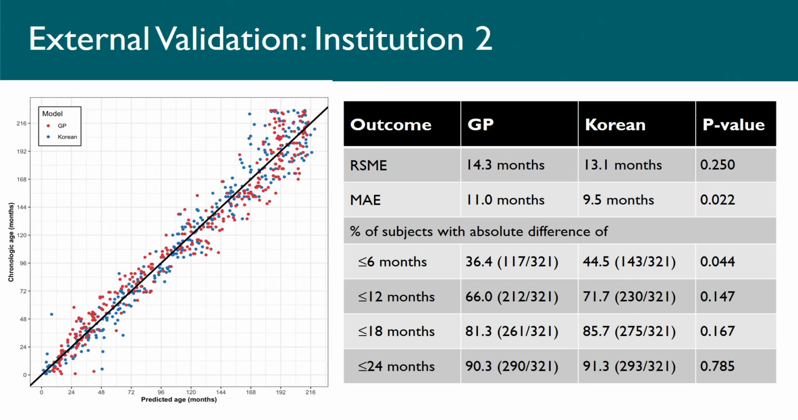These are the results of external validation using the Institution 2 dataset, and you can also see that bone age predictions from the Korean model tend to be closer to chronological age compared to those of the GP model. In addition, MAE was significantly lower, and the proportion of cases where the difference between bone age and chronological age was within 6 months was higher in the Korean model.